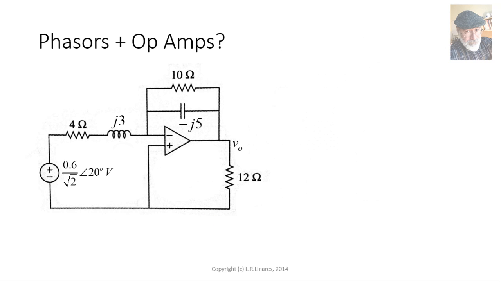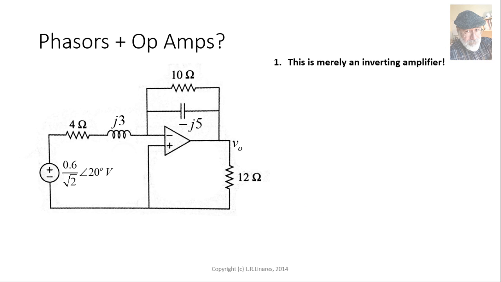Here is the circuit where we have replaced the sinusoidal source with a phasor, the inductance by an impedance, and the capacitance also by an impedance. We are ready. We need to find V0, because with V0 we will be able to compute the power in the 12-ohm resistor, the load resistor. How do we do that?